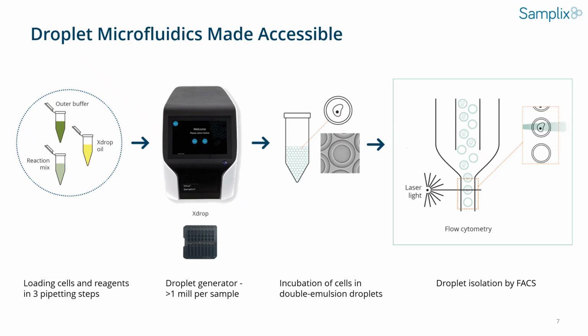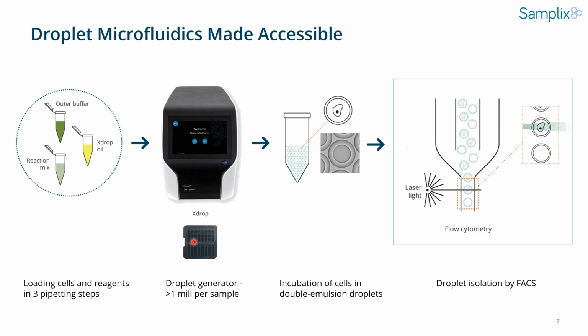A very generalized workflow for a single cell assay would look somewhat like this. It starts with three simple pipetting steps. You add oil to the cartridge, you add your reaction mix containing your sample, yourself, and then outer buffer that goes outside the droplets. Then you pop this cartridge into the instrument front drawer here and press start.